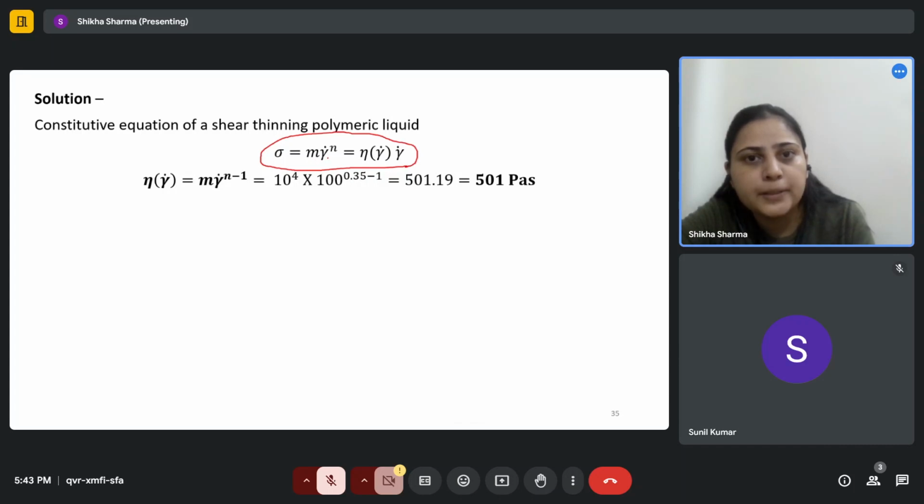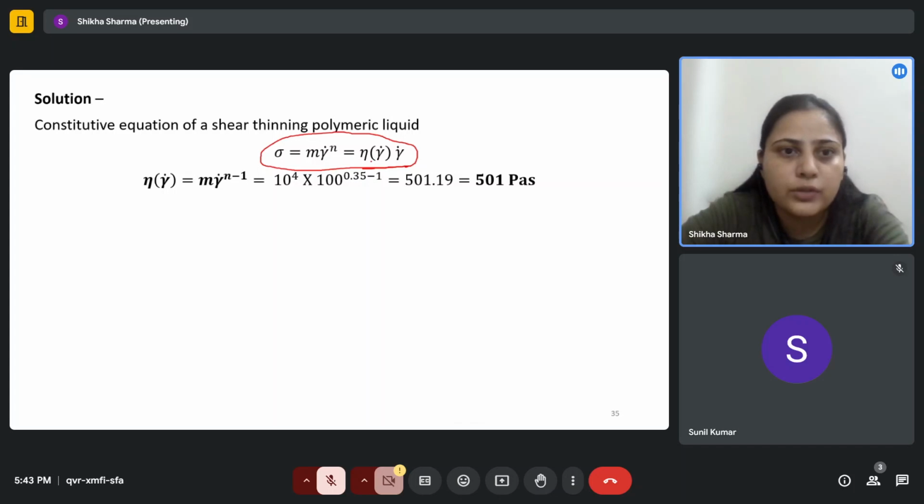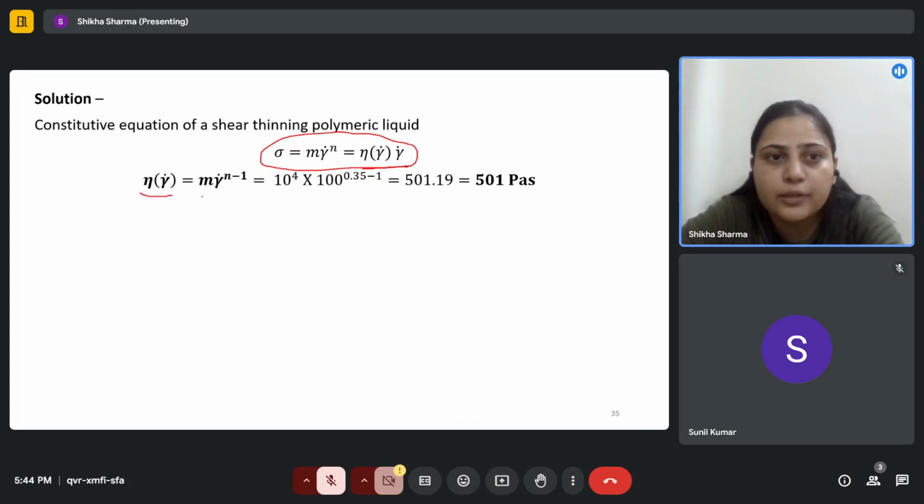Sigma equals m shear rate to the power n, and it is nothing but viscosity, the apparent viscosity which is a function of the shear rate, multiplied by shear rate. So from this equation we can say that the apparent viscosity, which is a function of the shear rate, is equal to m into shear rate to the power n minus 1.